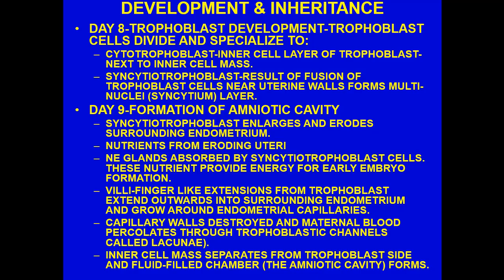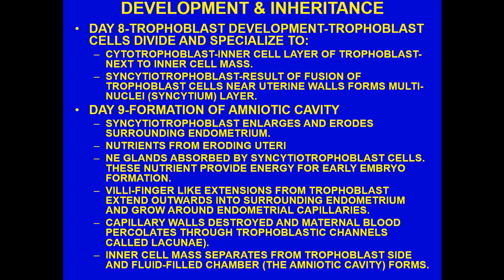The syncytiotrophoblast enlarges, erodes surrounding endometrium. Nutrients from the eroding uterine glands are absorbed by the syncytiotrophoblast cells. These nutrients will provide energy for the early embryo formation. Now, there are specific structures called villi. These are finger-like extensions from the trophoblast that extend outward into the surrounding endometrium and grow around endometrial capillaries.